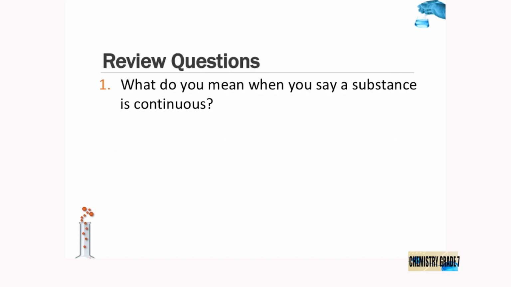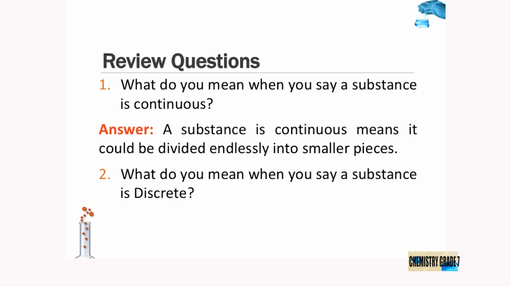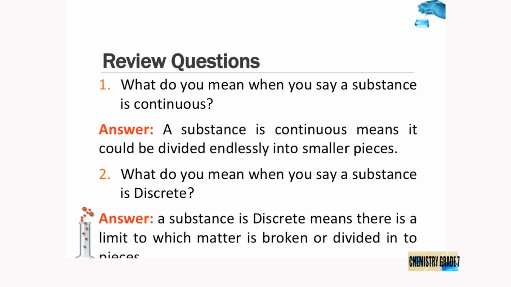In review, what do you mean when you say a substance is continuous? A substance is continuous means it can be divided endlessly into smaller pieces. What do you mean when you say a substance is discrete? A substance is discrete means there is a limit to which matter is broken or divided into pieces.